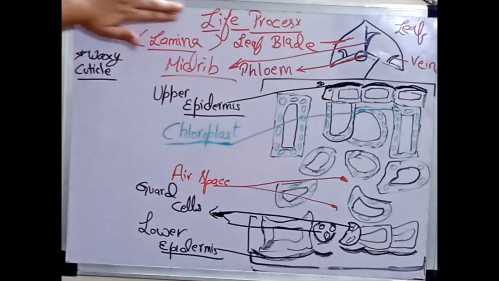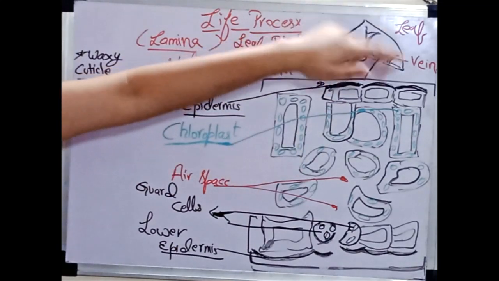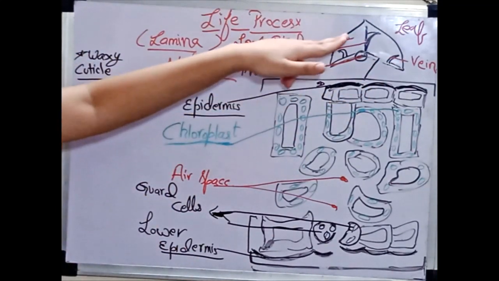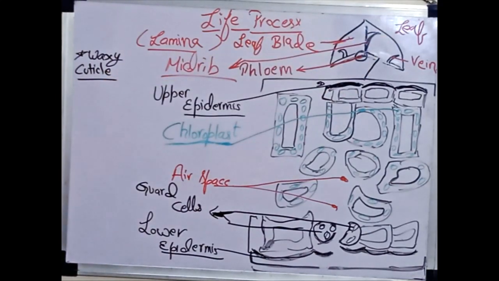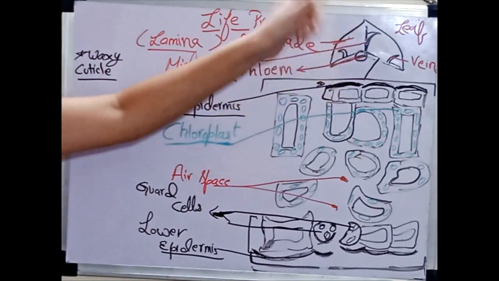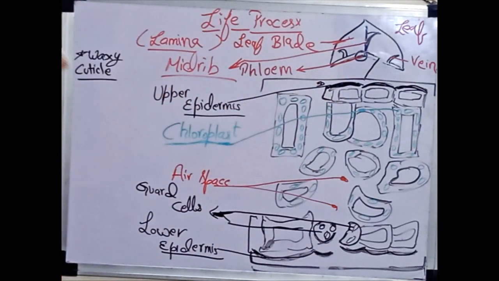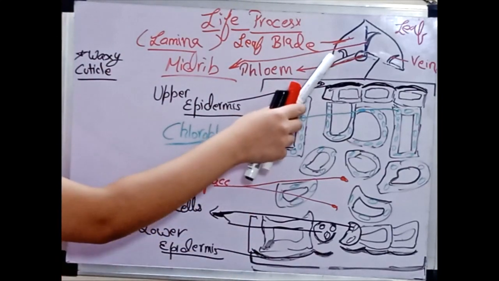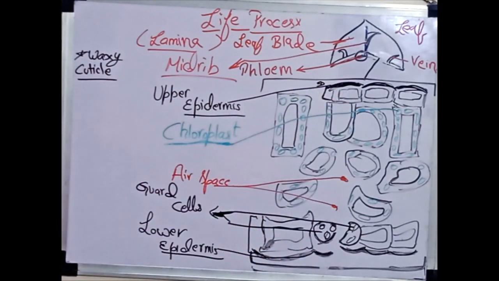Let me just rub this out here. Okay. This is your leaf. This part is called leaf blade or lamina. Then this stem-like structure in the middle is nothing but the midrib. After that, these two things I have drawn here, a horn-like structure, this is your vein. The plural will be veins.